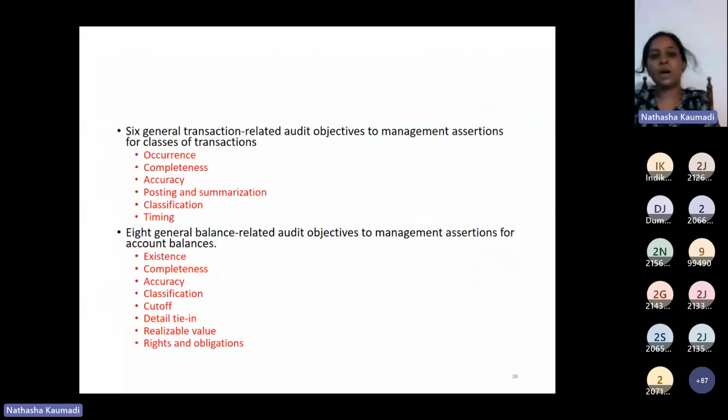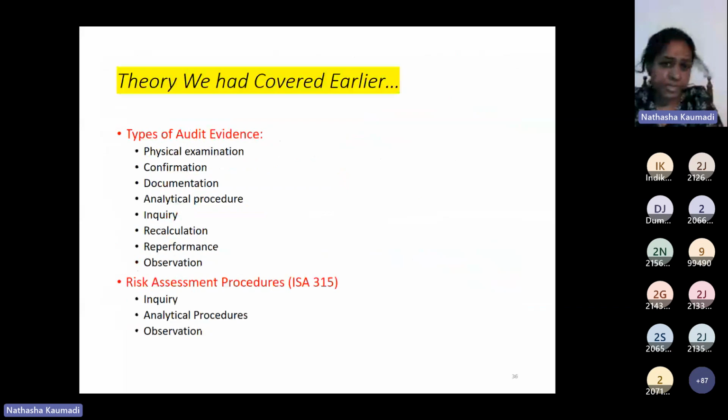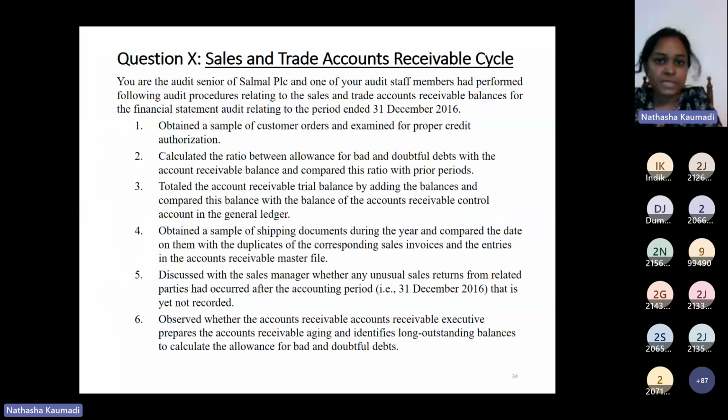So this is about the sales and trade receivables system of Salma PLC. You are the audit senior of Salma PLC, and one of your audit staff members had performed following audit procedures relating to the sales and trades accounts receivable balances for the financial statement audit relating to the period ended 31st December 2016. So basically, you are the audit senior. One of the audit staff members has performed all these audit procedures for revenue and trade receivables.